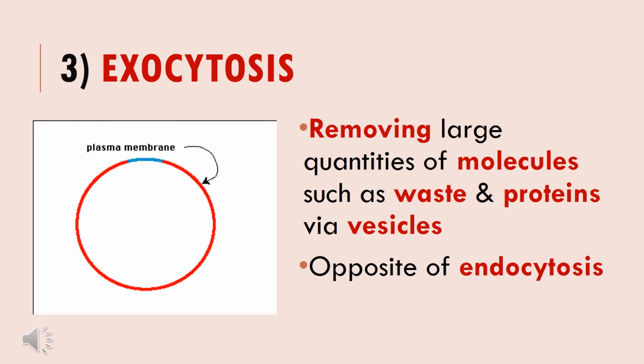The last type of active transport is called exocytosis. And when you think exocytosis, you need to underline the EX and you need to think exit. Exocytosis for exit. This is when your cell membrane uses a vesicle to release and remove large quantities of molecules from inside to the environment. This is basically the opposite of endocytosis, and it's one of the ways that our cells get rid of waste and proteins.